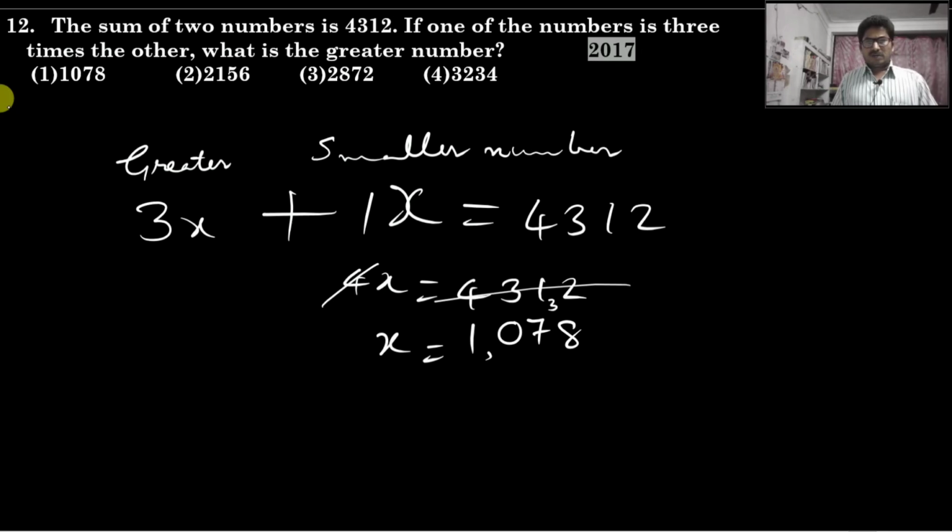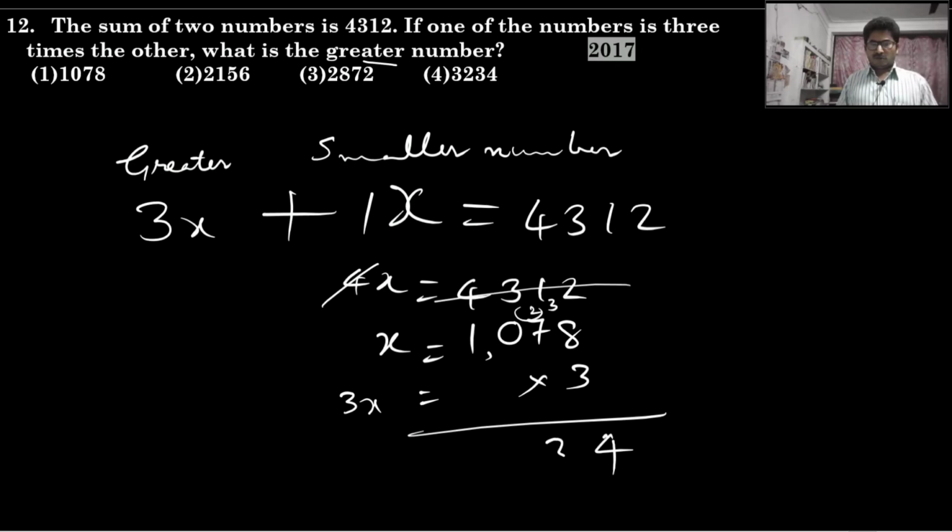But here it asked what is the greater number, not the smaller number. So that's why we have to find 3x, not x. 3x is equal to, we have to multiply with 3. 3 eights are 24, 3 sevens are 21, 23, 3 zeros are 0, 3 ones are 3. So 3234. Option 4.